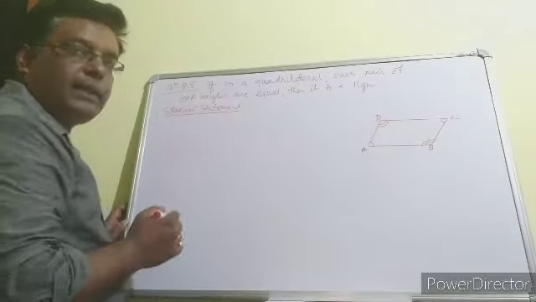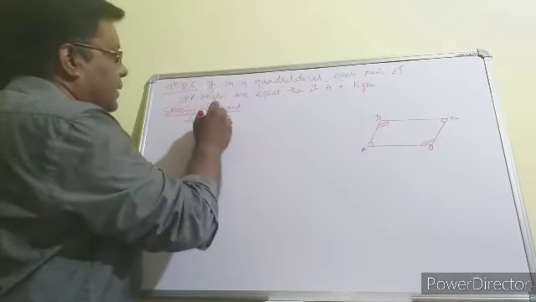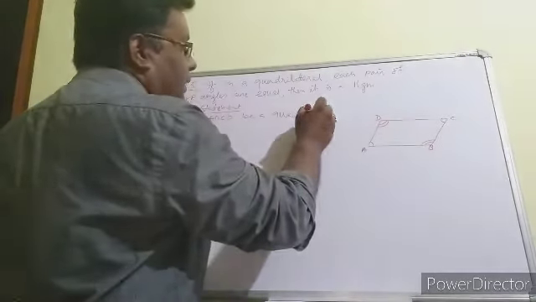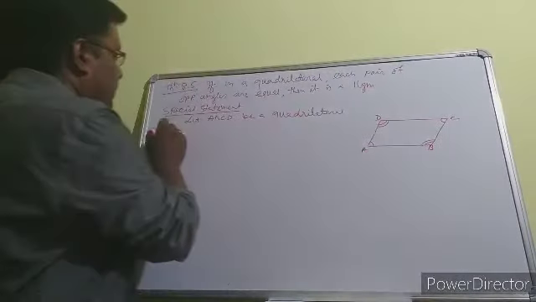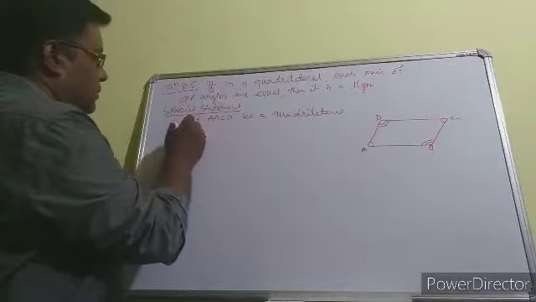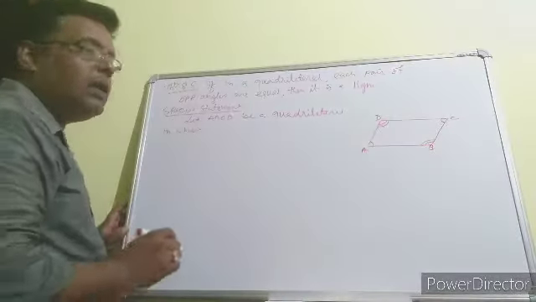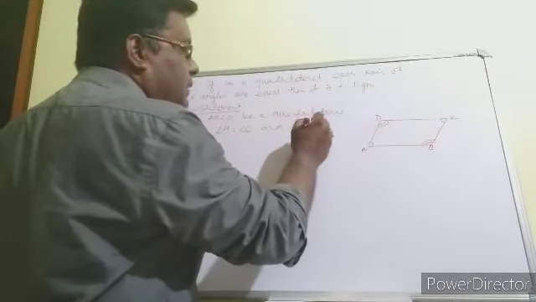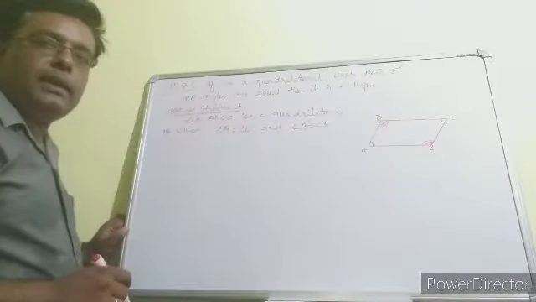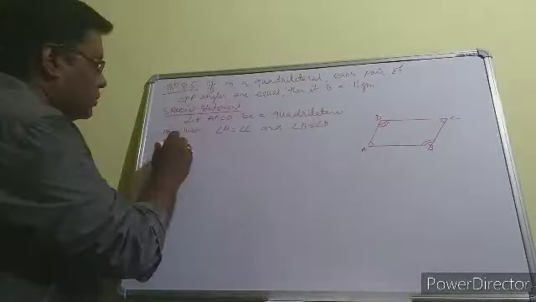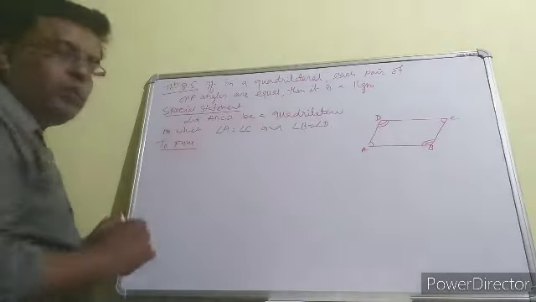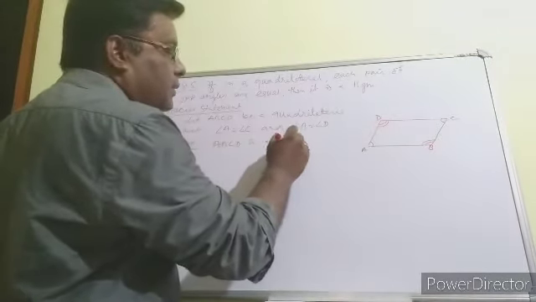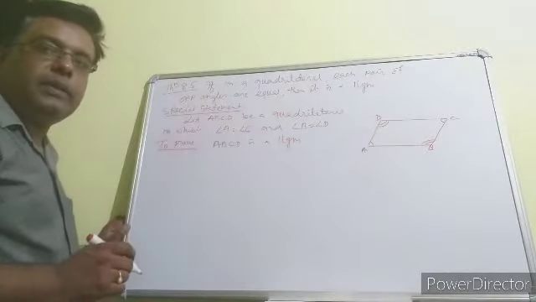In a quadrilateral, let ABCD be a quadrilateral in which opposite angles are equal, in which angle A is equal to angle C and angle B is equal to angle D. To prove: ABCD is a parallelogram. We have to prove that.